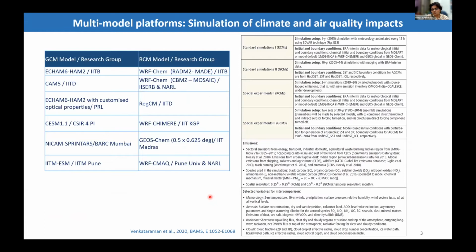The other component, which is work packet 3, is really a multi-model exercise looking at aerosol-induced air quality and climate impacts, with various participants and various models participating in this ensemble exercise, and the simulations for the participating RCMs and GCMs, special experiments that are set up in this exercise, as well as the emissions that we use. We are of course using SMOG V1 now, which is a national emissions inventory. The models will also be run with the emissions inventory that is generated within the scope of this project.